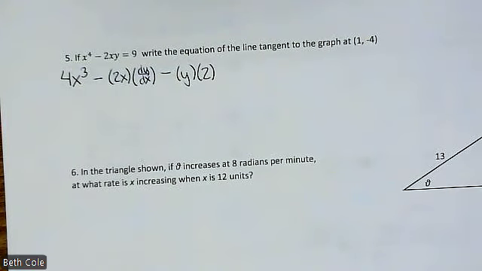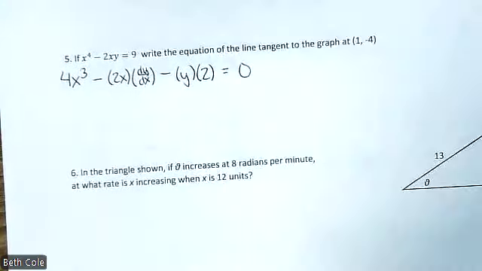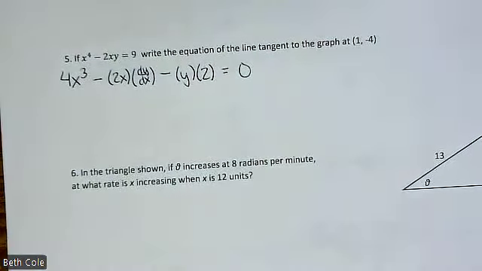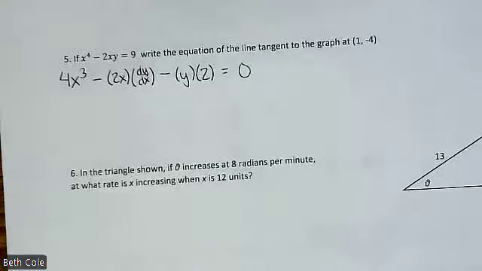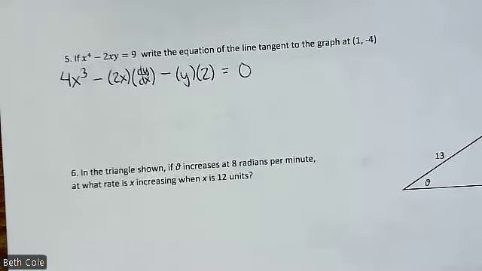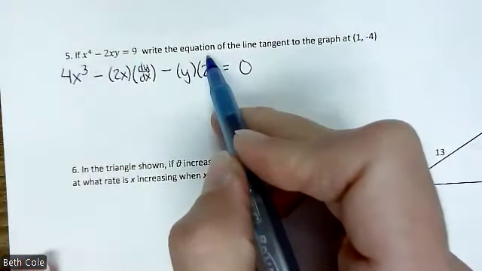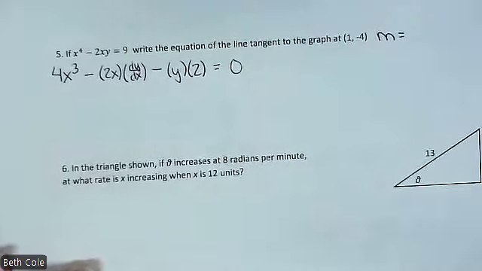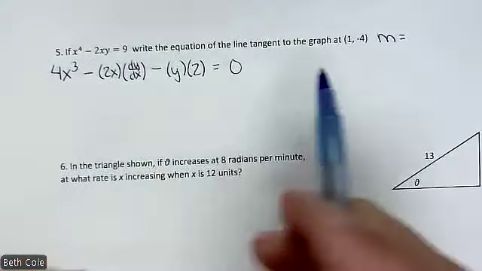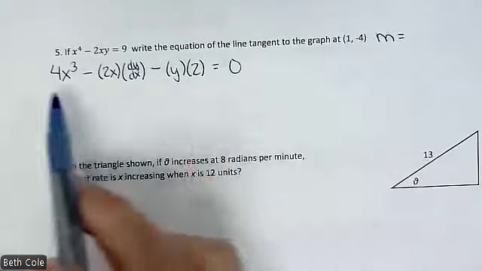Equals, not 9, 0. I guarantee you, because it's a multiple choice one, one of the wrong answers will be if you left the 9 there. Because it's such a common mistake, they're going to do that. But derivative of 9 is 0. All right. We're being asked for an equation here. So you need a point and a slope. They gave us the whole point, which is good. Slope comes from derivative. We're going to plug in 1 for x, -4 for y, and solve this.